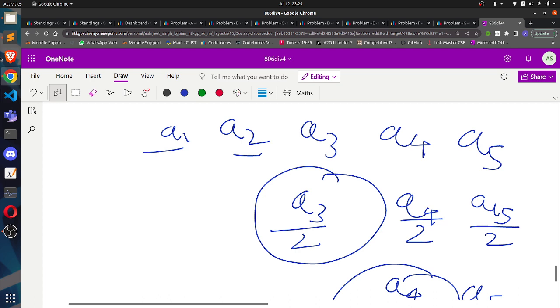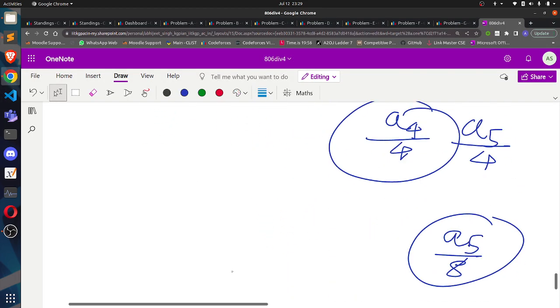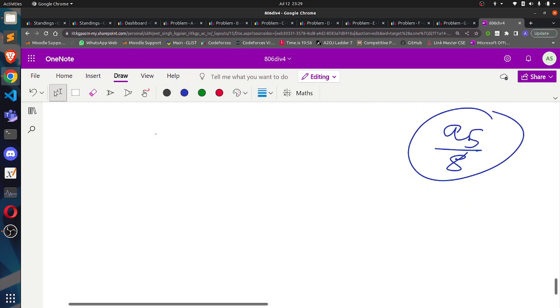So this is what I'm trying to compute. I have kept k initially as 2, and then divide aj by k, add it to my current answer, then increment j, and also multiply k by 2. And if k becomes greater than 10 to the power 9, then I am breaking the loop, because ai can be up to 10 to the power 9.